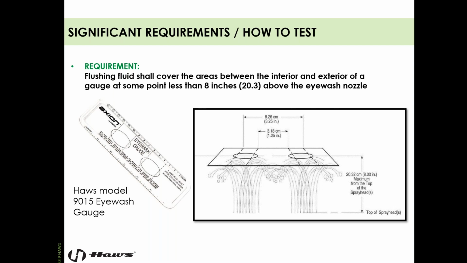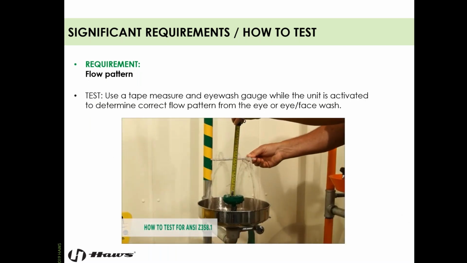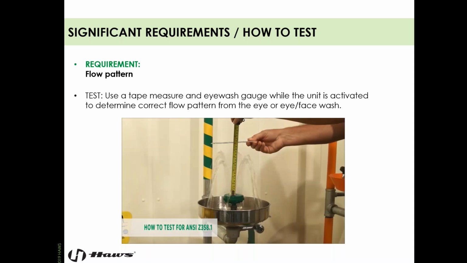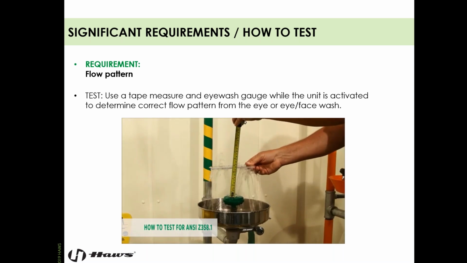So this is what the gauge looks like. You can quickly throw it in your pockets. It's a tiny little device, but it provides some pretty valuable information for us. And there's a couple ways we use this. Number 1, use a tape measure. Measure up above the head of the device and use the eye wash gauge at 8 inches.